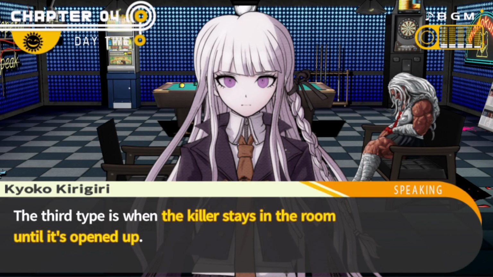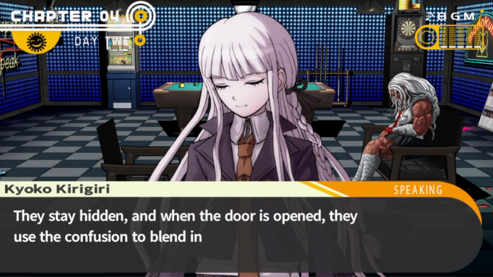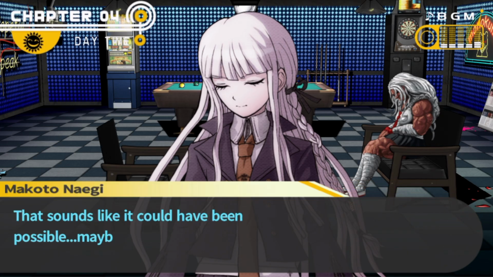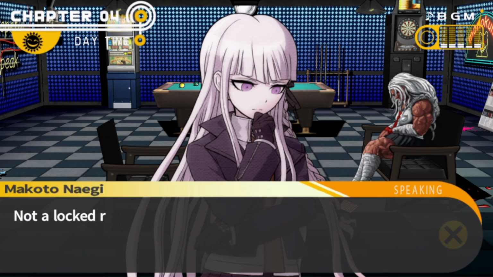It's true. The third type is when the killer stays in the room until it's opened up. What do you mean by that? In other words... They stay hidden, and when the door is opened, they use the confusion to blend in with the group. They pretend they showed up along with everyone else, and that's that. That sounds like it could have been possible. Maybe. It's true. And the fourth and final type is when it wasn't actually a locked room at all.